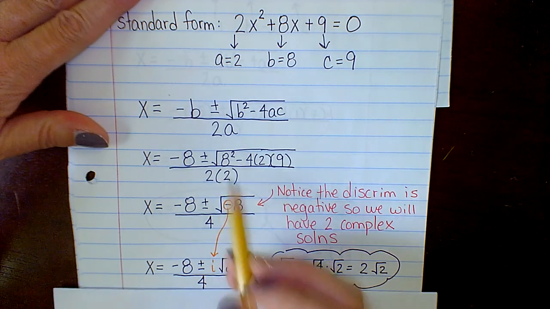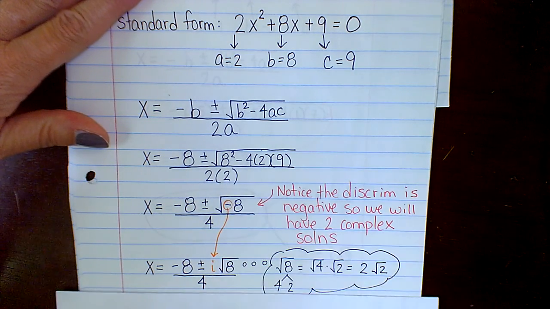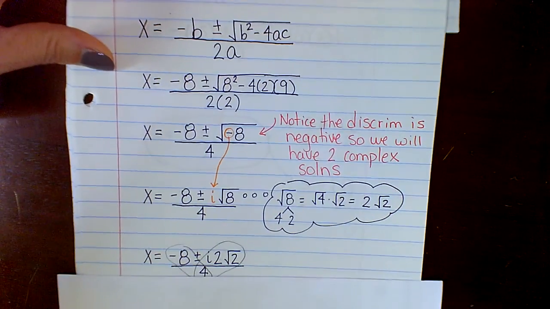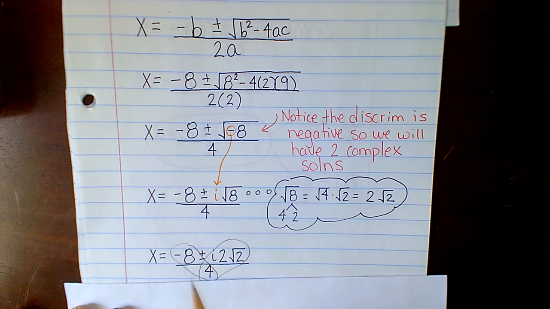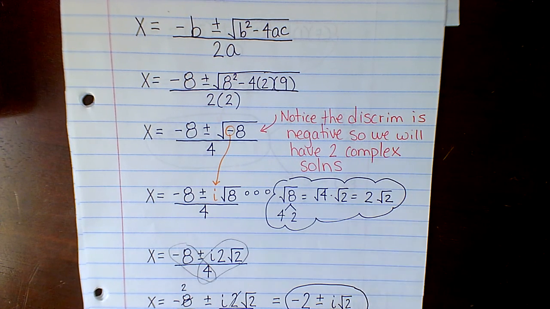Now where did this 4 come from? It came from that 2a business. All right, so this becomes negative 8 plus or minus i and then 2 root 2, there's the square root of 8 business, over 4.